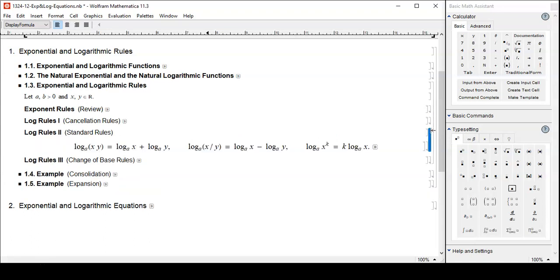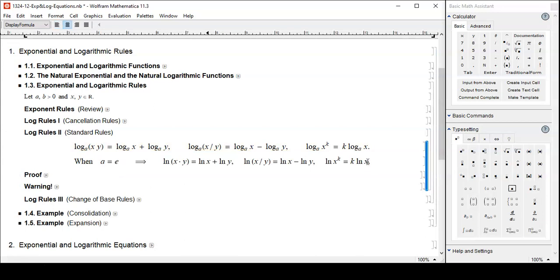Log of x times y is log of x plus log of y. Log of x divided by y is log of x minus log of y. And log of x to the k power, k is multiplied up front. And this one works not just for positive integer k, but for anything. If it is a radical, then this can be 1/2 power for square root, 1/3 power for cube root, and so on. It works for those too. Multiply by 1/2, multiply by 1/3, and so on and so forth. Here's the same rule in the natural exponential, natural logarithmic version.